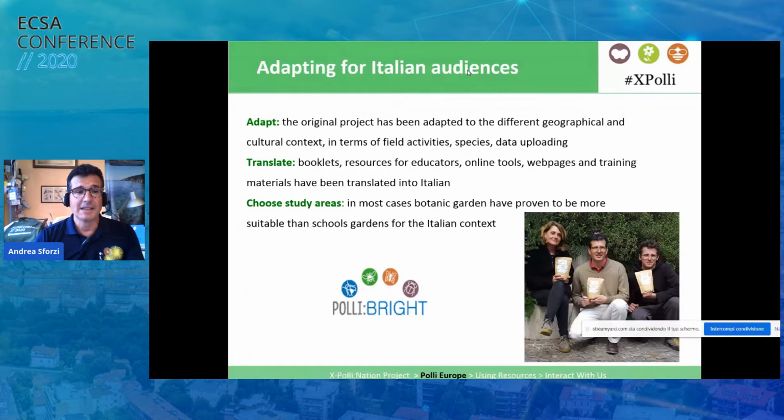So adapting was not a mere work of adapting or translating, but we also had to adapt to the Italian species, to the Italian context, and we learned that, for example, working on the school grounds was not the same in UK and in Italy. So given also the weather and many other differences, we opted for using botanic gardens.